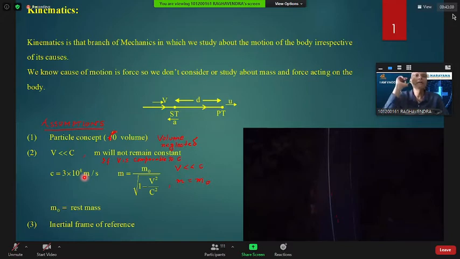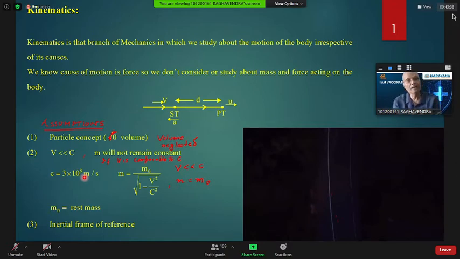The third point is the inertial frame of reference. That one you know very well. To express any vector quantity, you need a frame of reference. Already in the vector chapter you have learned. Frame of reference is of two types, inertial and non-inertial. Inertial frame of reference is that in which Newtonian laws are true. Newton's laws will be valid there. So for expressing any parameter in kinematics, you need a frame of reference.